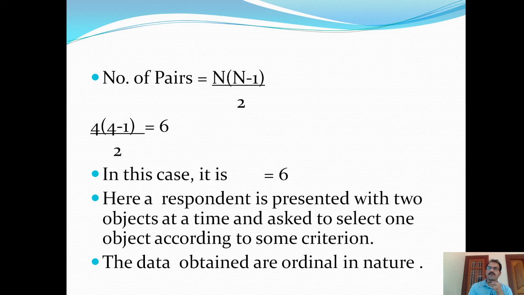Here the number of pairs is equal to n into n minus 1, all divided by 2. Here 4 brands of soaps are given, so 4 is the n. 4 into 4 minus 1, all divided by 2, that is equal to 6. We can make 6 comparisons here. Here a respondent is presented with two objects at a time and asked to select one object according to some criterion. And the data obtained through this scale is ordinal in nature.